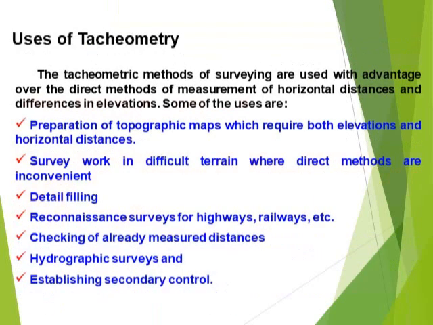Now, coming to the uses of tacheometry. Tacheometric methods of surveying are used with advantage over the direct methods of measurement of horizontal distances and difference in elevations. Some of the uses are preparation of topographic maps which require both elevations and horizontal distances, and survey work in difficult terrains where direct methods are inconvenient.